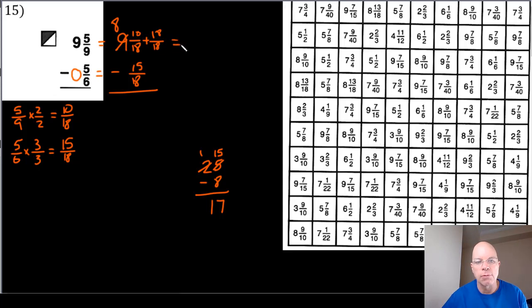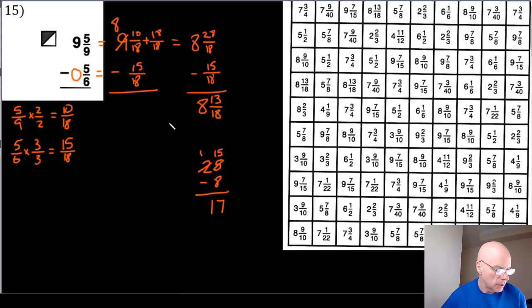And so then you can rewrite this as 8, and the 10 18ths and the 18 18ths you just borrowed are 28 18ths. And from that, we're subtracting 15 18ths. Now not only do we have like terms and a common denominator, but we can also subtract 15 18ths from 28 18ths to get 13 18ths. And then 8 minus 0 is just 8.